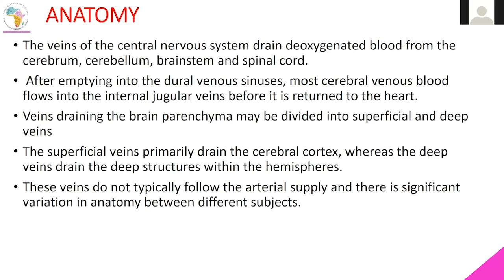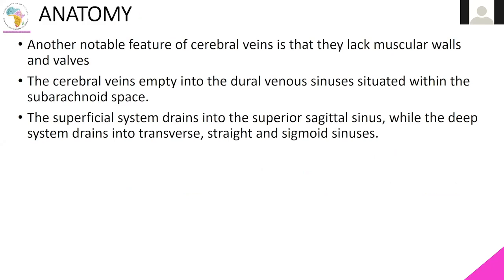Veins draining the brain parenchyma may be divided into superficial and deep veins. The superficial veins primarily drain the cerebral cortex, whereas the deep veins drain the deep structures within the hemispheres. These veins do not typically follow the arterial supply, and there is significant variation in the anatomy between different subjects. Another notable feature of cerebral veins is that they lack muscular walls and valves. The cerebral veins empty into the dural venous sinuses situated within the subarachnoid space.